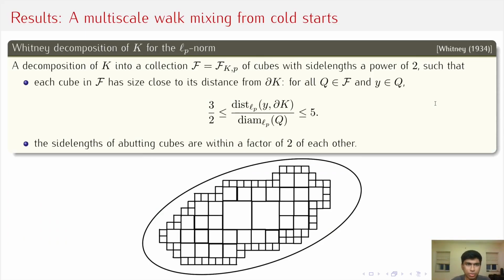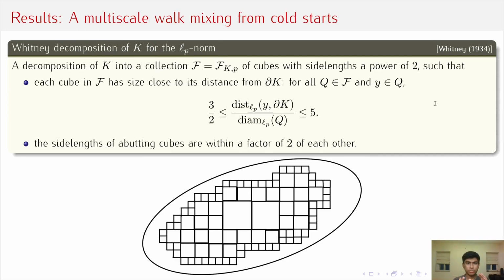Now let me get into our results. And before doing that, let me get into a little bit of setup for the results. So first, we have this thing called a Whitney decomposition of the body specific to a parameter P greater than 1. This was originally done by Whitney back in the 1900s. Essentially, given your convex body K, it decomposes it into a bunch of disjoint cubes. Disjoint in the sense that their interiors don't overlap.